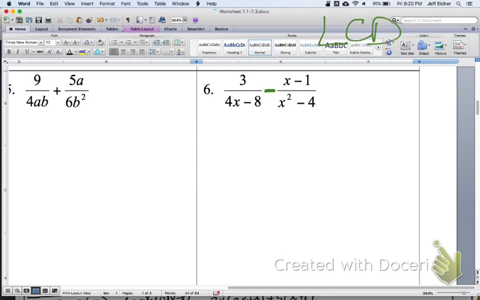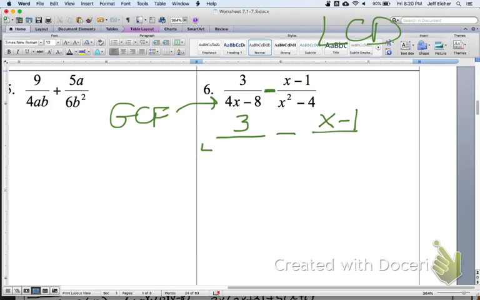We need to factor first, so let's factor these denominators and see what factors we have so we can match the factors. Factoring a greatest common factor, a GCF, out of these terms would be take a 4 out, and we have an x minus 2. And then this one is a difference of 2 squares, so that would be an x plus 2 and an x minus 2.